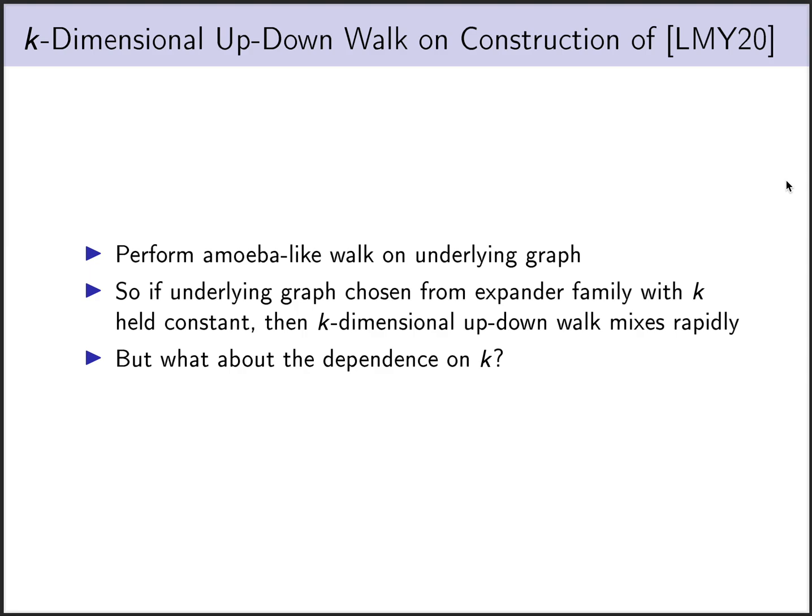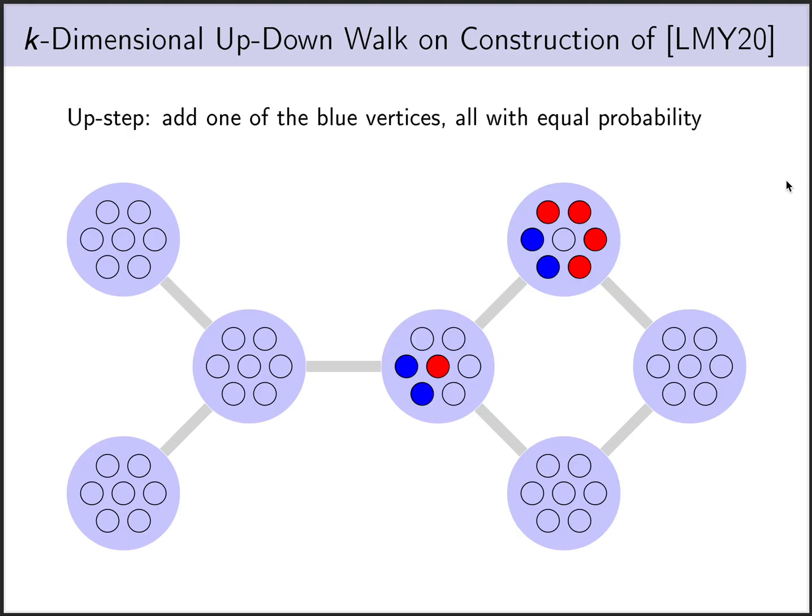So intuitively, if our underlying graph is a good expander, then for any constant k, this up-down walk is also going to mix rapidly, because we're essentially doing a random walk on the underlying graph. There is a slowdown because we need to get all k plus 1 vertices from one cluster to another, but the slowdown only depends on k, so if k is a constant, it's a constant slowdown. And this is really the main intuition behind the L and Y construction. Now let's look more closely at the dependence on k.